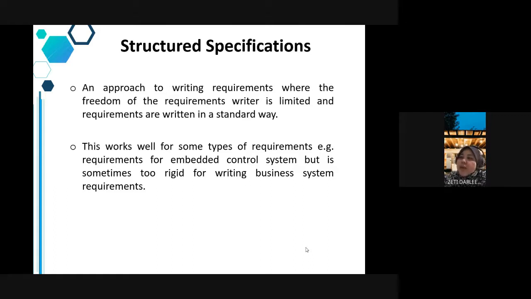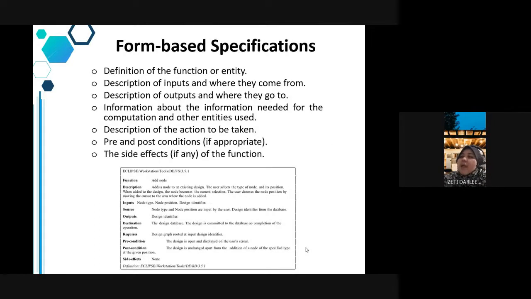So this works well for some types of requirement. Example requirements for embedded control system, but it's sometimes too rigid for writing this through. Okay. So tak apalah, ini saya skip yang tu. Okay. So these are the examples of a form-based specification. Form-based specification ni pun dia ada standard dia sebenarnya.